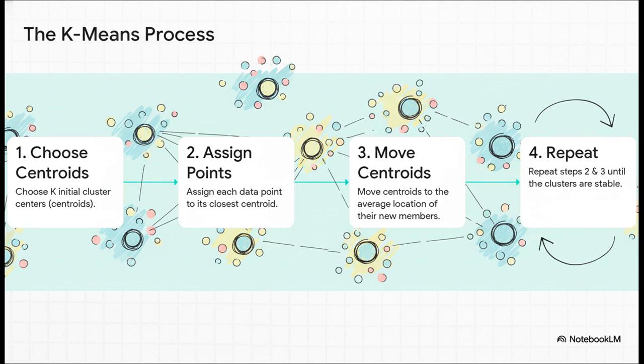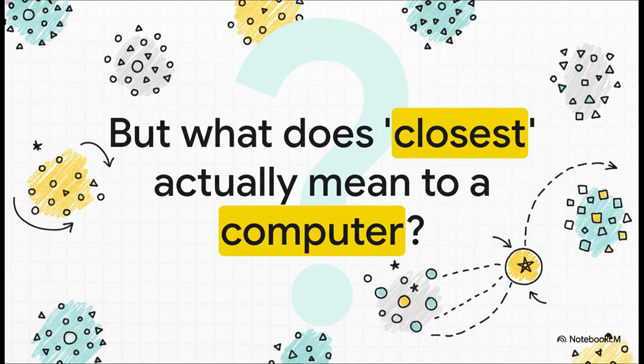Okay, the whole process is kind of like a dance. It follows 4 simple steps. First, it randomly drops K starting points, called centroids, onto the data. Then, step 2, it looks at every single data point and assigns it to whichever centroid is closest. Step 3, it finds the new middle point of all the members of a cluster and moves the centroid there. And then it just repeats steps 2 and 3, assign, move, over and over until things stop changing and the clusters are stable.